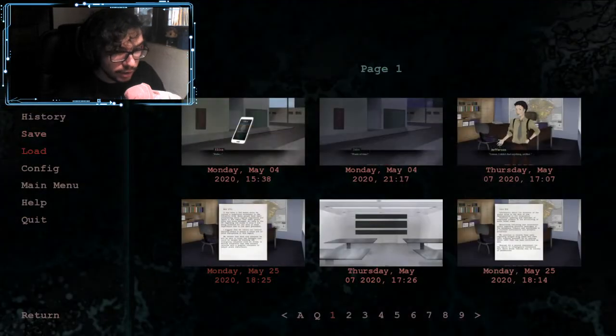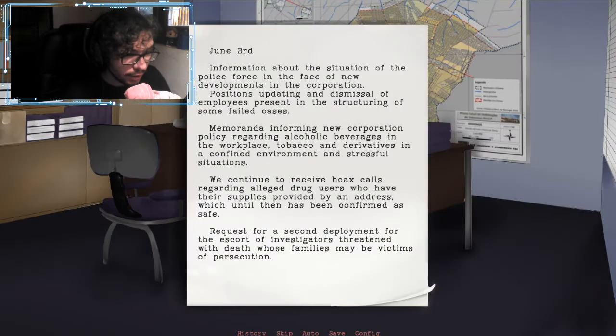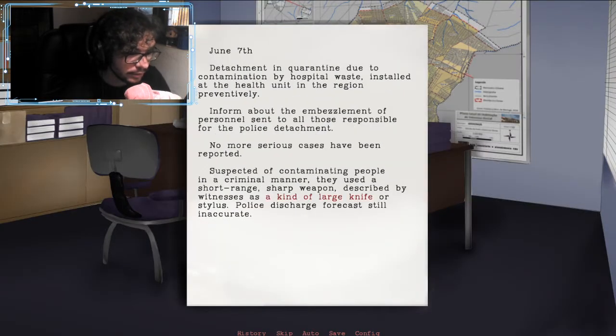I just don't know how it works. I don't know how it works. I don't know what the hell I'm supposed to do. I don't know what the fuck it is.